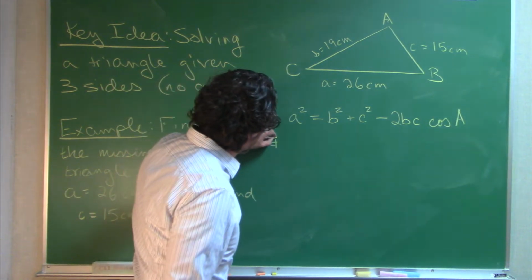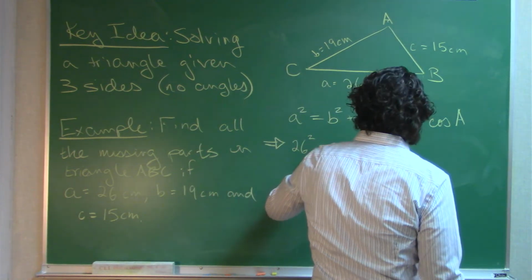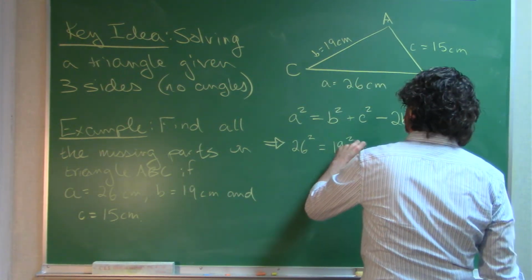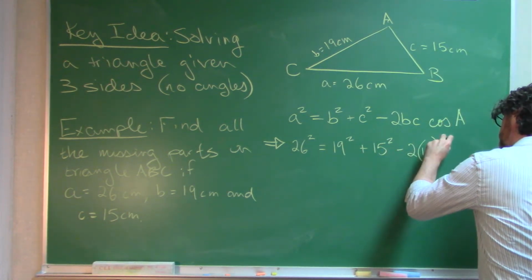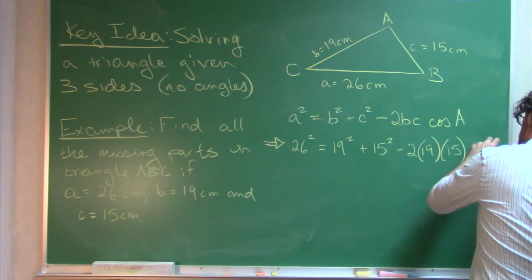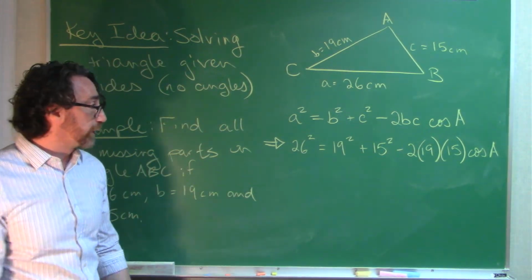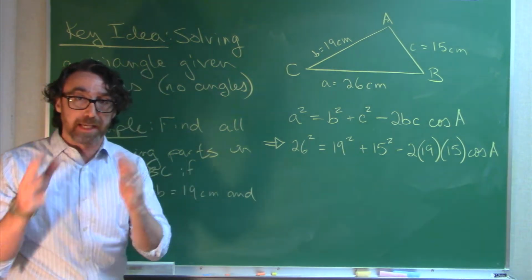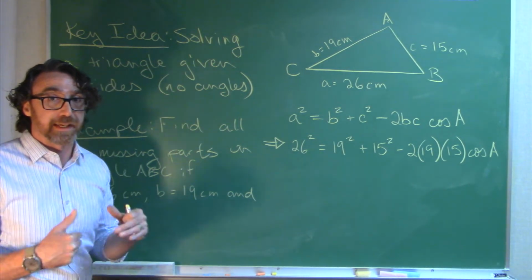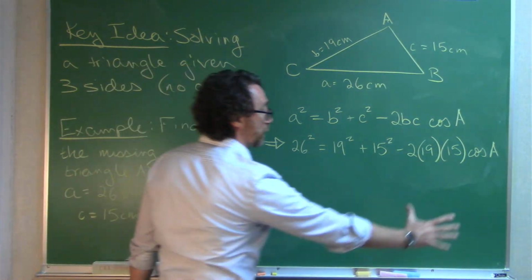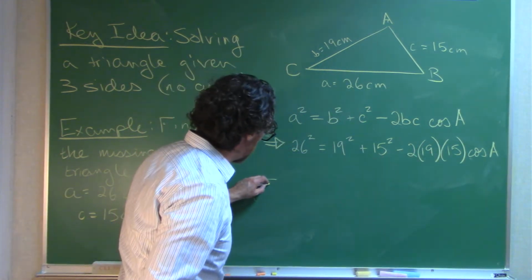Okay, since that's true, this has got to be the case. 26 squared equals 19 squared plus 15 squared minus 2 times 19 times 15 times cosine A. And what we're going to do is solve this expression for cosine A. And then if we know the cosine of our angle, we can use an inverse trig function to get our angle. All right, so I want this by itself. Subtract this away, divide this out.